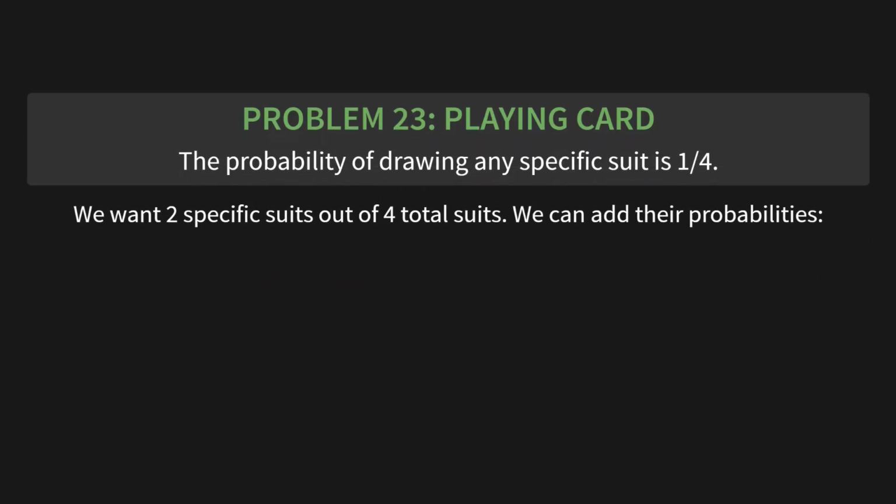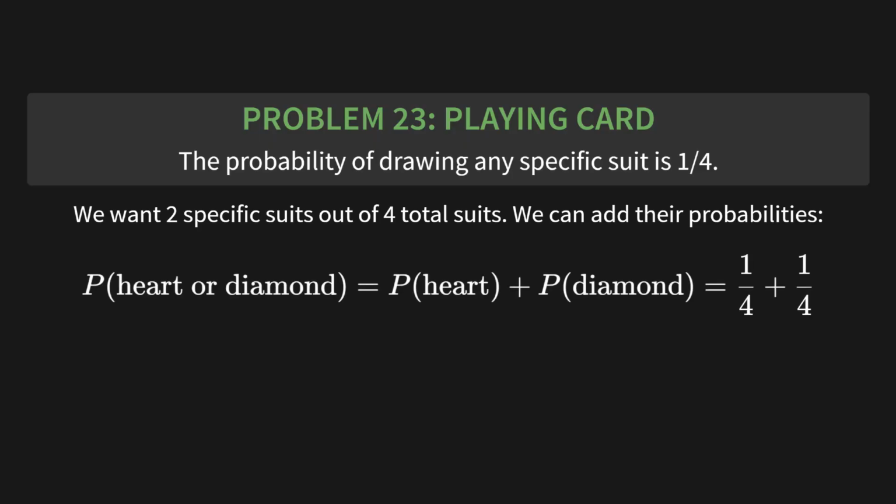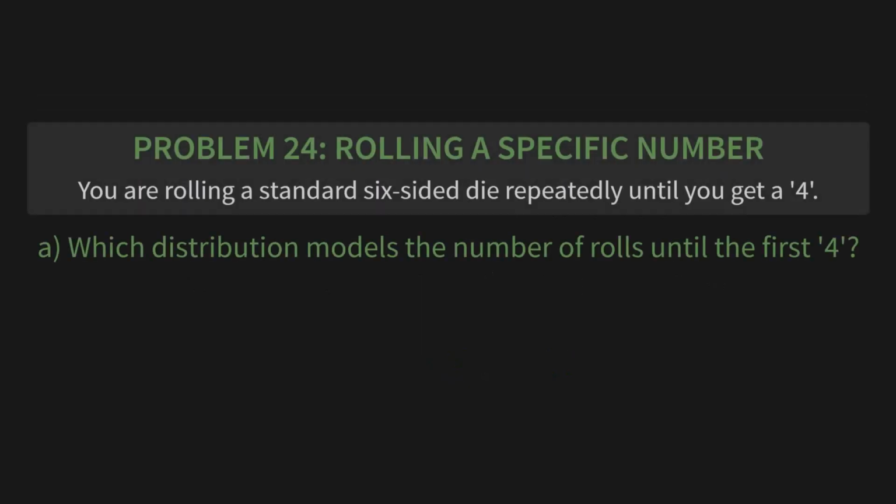This is a nice, simple one. We want 2 specific suits out of 4 total suits. All we have to do is add their probabilities together. The probability of heart or diamond is the probability of a heart plus the probability of a diamond. That's just 1/4 plus 1/4, which gives us 2/4, or 50%. Easy as that. Let's roll into problem 24, rolling a specific number.